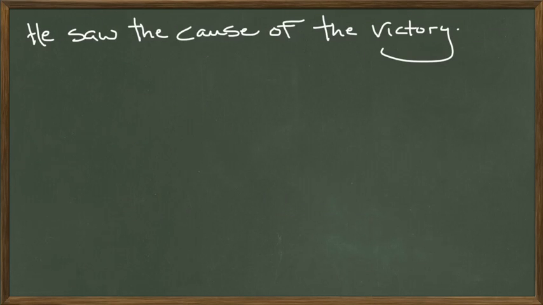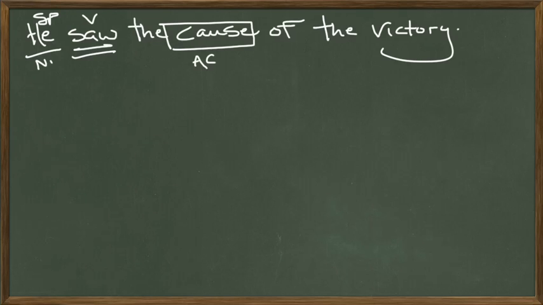One more. He saw the cause of the victory. Subject of the sentence, he, subject pronoun, nominative case. What did he do? He saw, verb. What did he see? He saw the cause, direct object. Accusative case, of preposition, of what? He saw the cause of what? Of the victory, object of the preposition. Of the victory is a prepositional phrase. It's in the genitive case because of the word of, and we can eliminate the article adjectives when we get to that point in Latin.